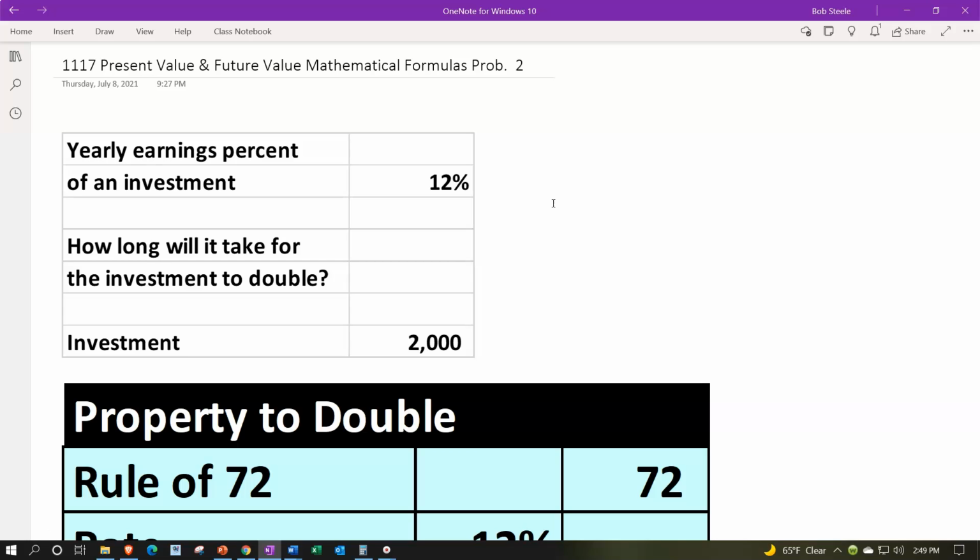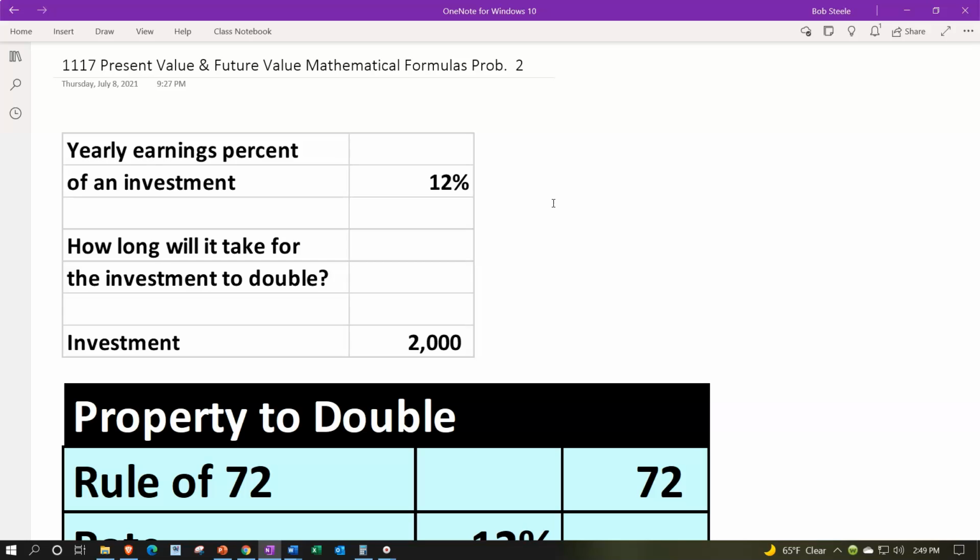Question then, how long will it take for the investment to double, which we could find without even knowing what the investment amount is that we're starting with by using the rule of 72, and that's what we started out with. That's an approximation answer.